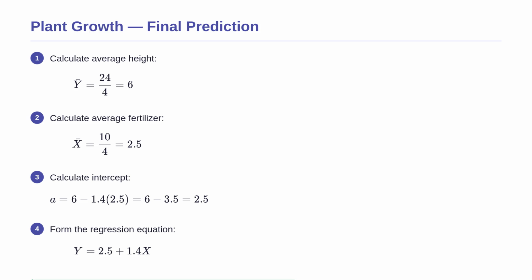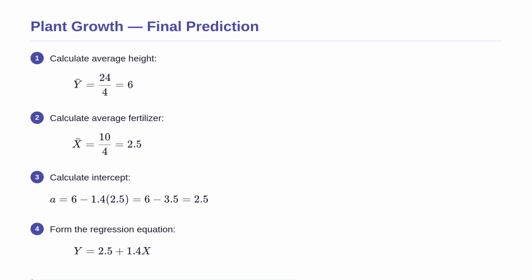Now that we have our slope, let us finish our equation and make our prediction. We find the intercept by taking the average plant height, which is 6, and subtracting the slope of 1.4 multiplied by the average fertilizer amount, which is 2.5. This gives us an intercept of 2.5. Our final predictive equation is y equals 2.5 plus 1.4 times x.